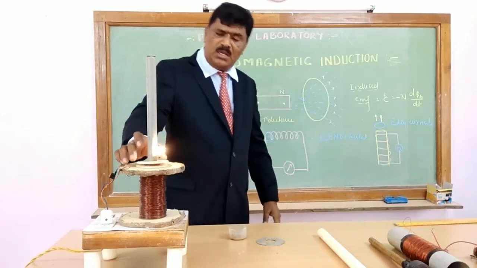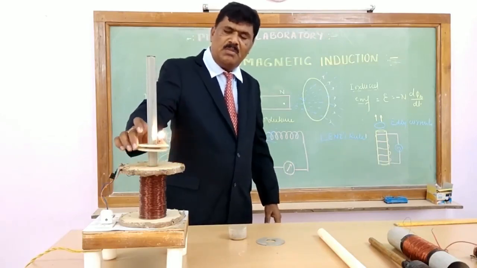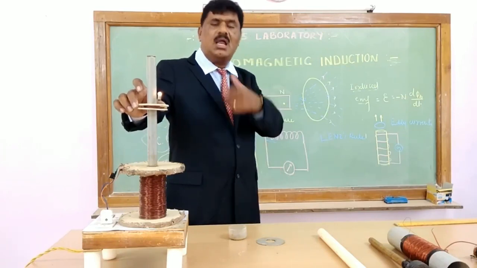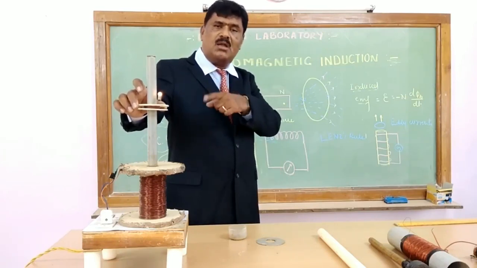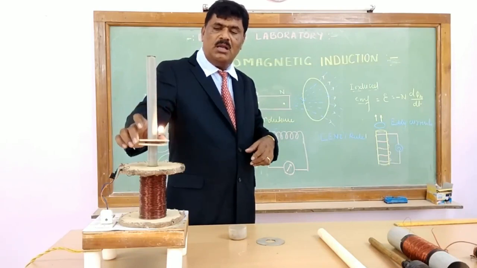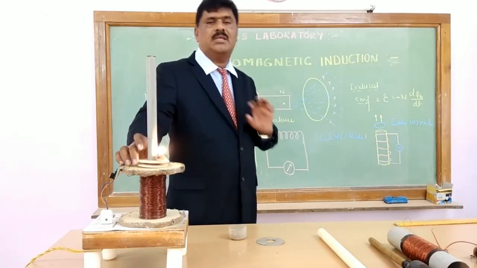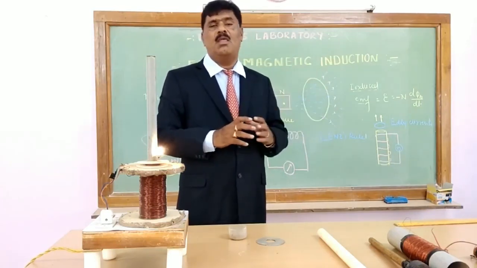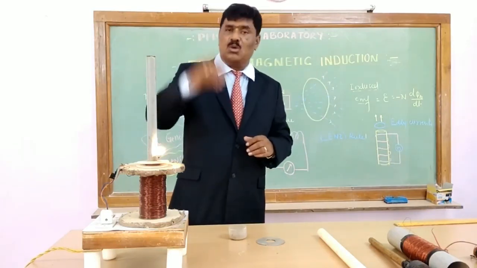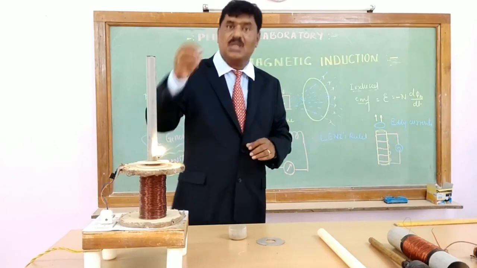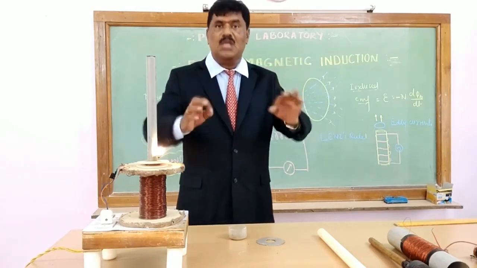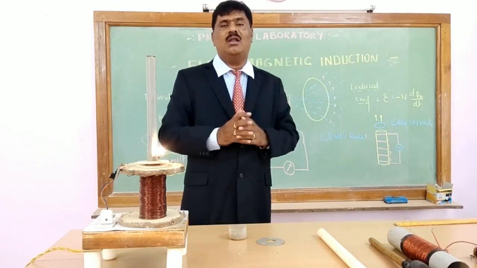You see now, when I take this coil away from the primary coil, the brightness of the glow is decreasing. On the other hand, when I take the same secondary coil near the primary coil, the brightness of the glow is increasing. Just recall your memory regarding Faraday's law. What it says is that the magnitude of the induced EMF, and hence the induced current, is always directly proportional to the rate of change of magnetic flux linked in the coil.